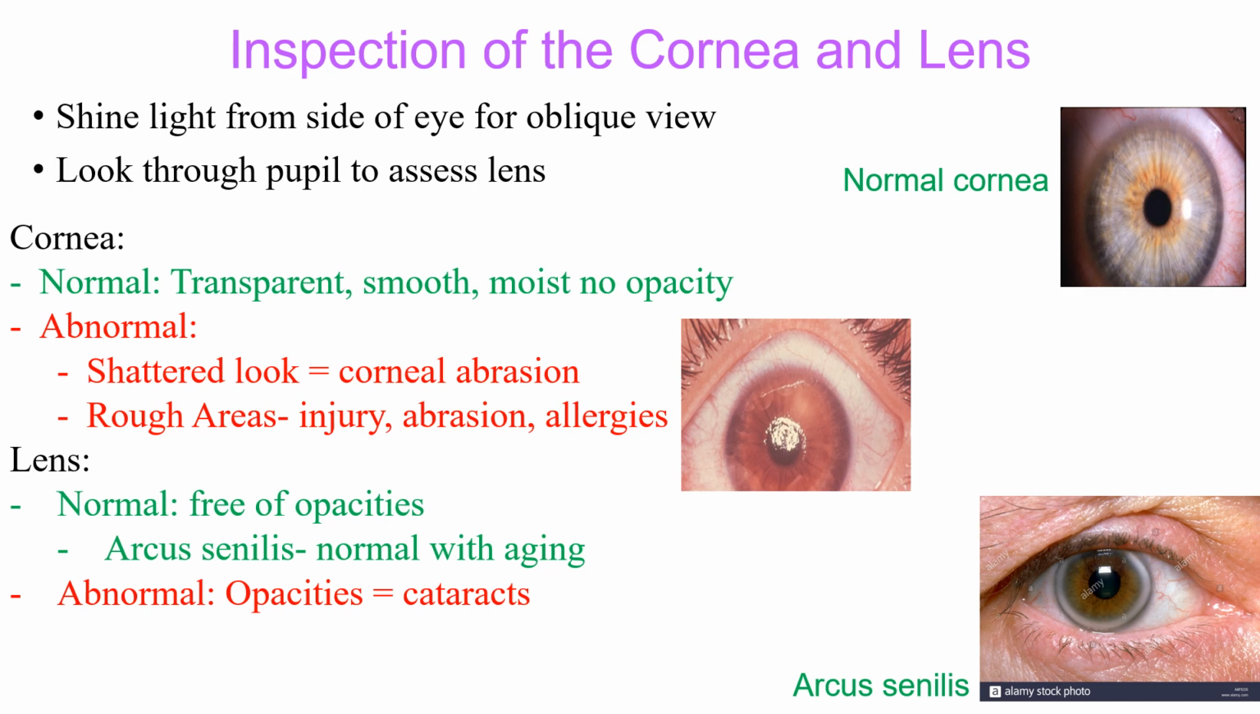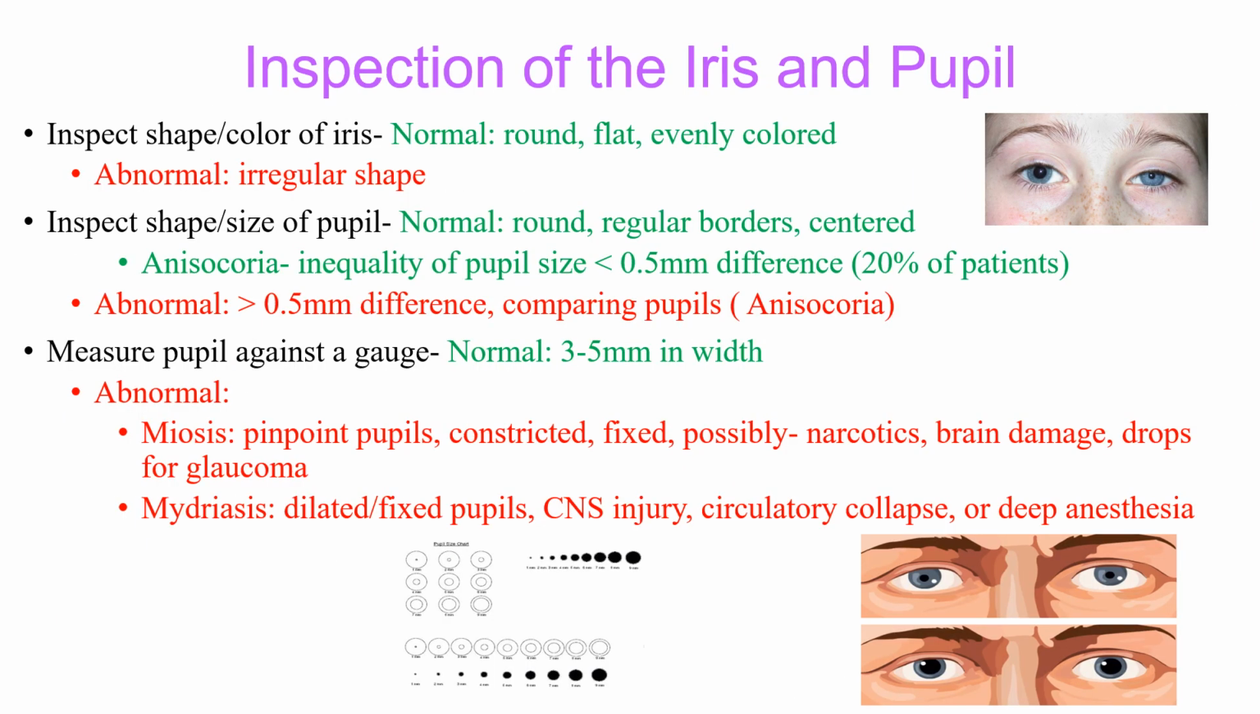So the lens should be free from opacities, but in the bottom picture here, this arcus senilis is a variation. It's a gray lining or ring around the iris. And so just a normal variation for older adults. Now, if there's opacities of the lens, like cataracts, that's absolutely an abnormal finding.